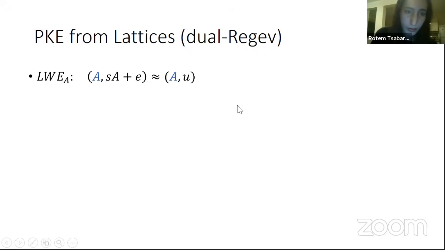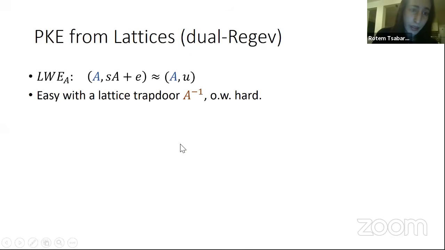So we have the LWE assumption, which briefly says that given a public matrix A, and this LWE instance, S times A plus E, where S and E are random and E is small, that should be indistinguishable from A and a random vector U. But it is also possible to generate A with some secret trapdoor for A. Then, given this trapdoor, it should be easy to distinguish between those two cases.